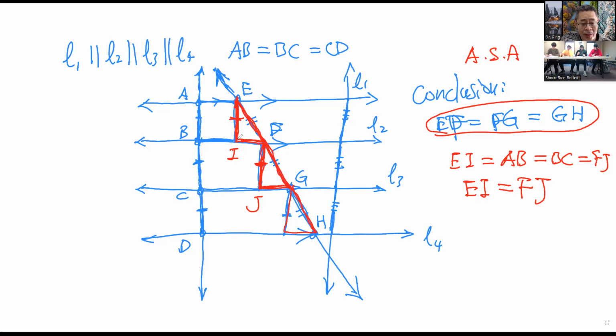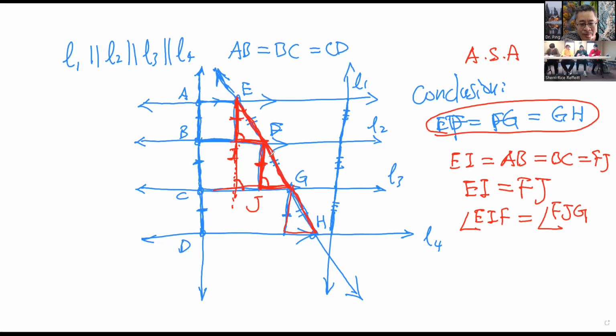Now, this angle, if you continue that, you'll see that this angle is congruent to this angle, because this line and that line are parallel, and also this line and this line are parallel, so this angle is equal to that angle. So therefore, we have one angle congruent, which is EIF congruent to angle FJG. We just need one angle.